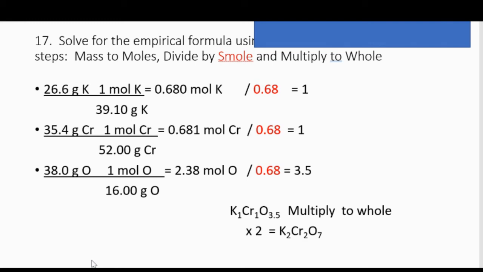You take whatever your masses are, you convert them to moles using the periodic table. Then you divide by the smole, also known as the smallest. And if necessary, multiply to get to whole numbers. And we have figured out the formula for potassium dichromate, K2Cr2O7. Nice job. So this is how you turn data into equations, into formulas.